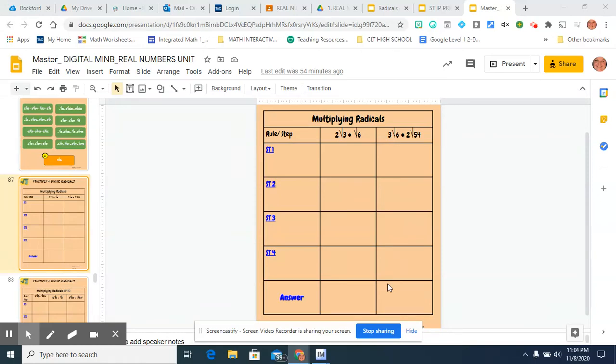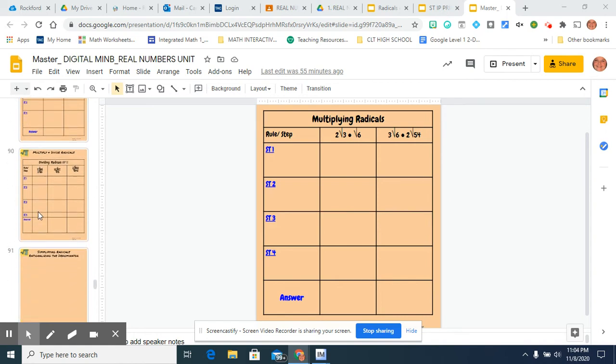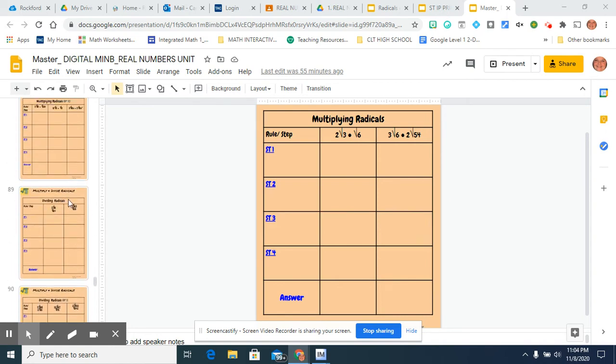Okay, so we're continuing on today in our notebook with multiplying and dividing of radicals. So that should be slides 87, 88, 89, and 90. If you don't see them in that location, you may have to just look for the titles multiplying and dividing, update them, and move those into the position of 88 through 90.